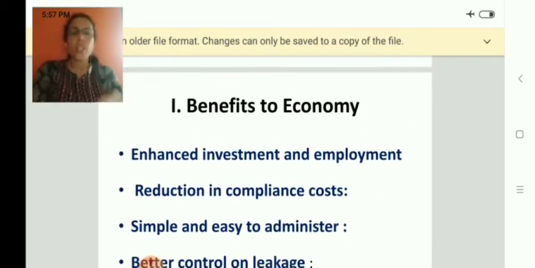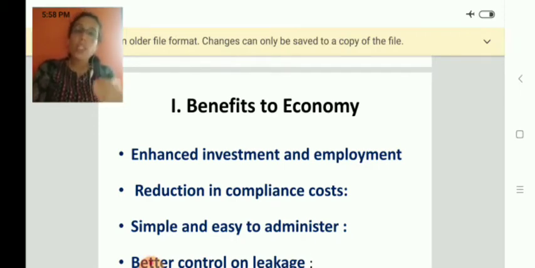The fourth one is enhanced investment and employment. Because of GST, the prices of the commodities in the market will be lower. The reason is the benefit of input tax credit. What is input tax credit? The tax which is already paid on the materials you have purchased will be deducted while paying output tax, because those materials will be part of the output goods. Therefore, because of this ITC, the final price of the commodities will be lower.